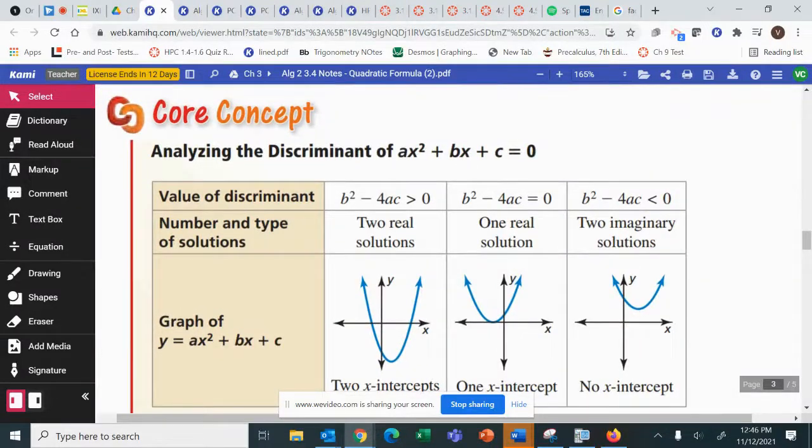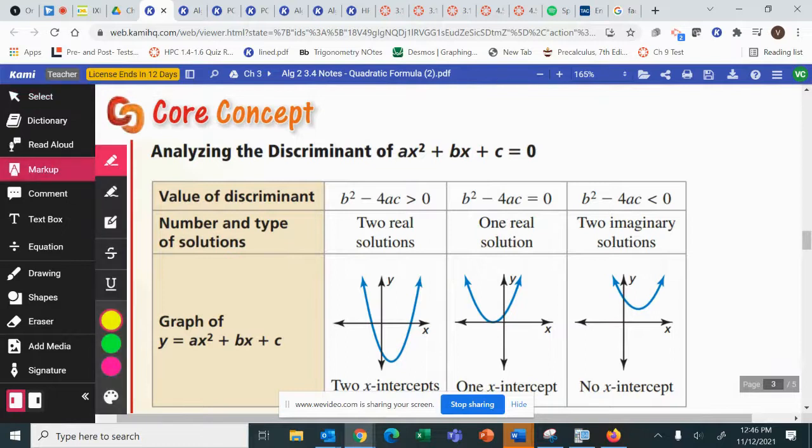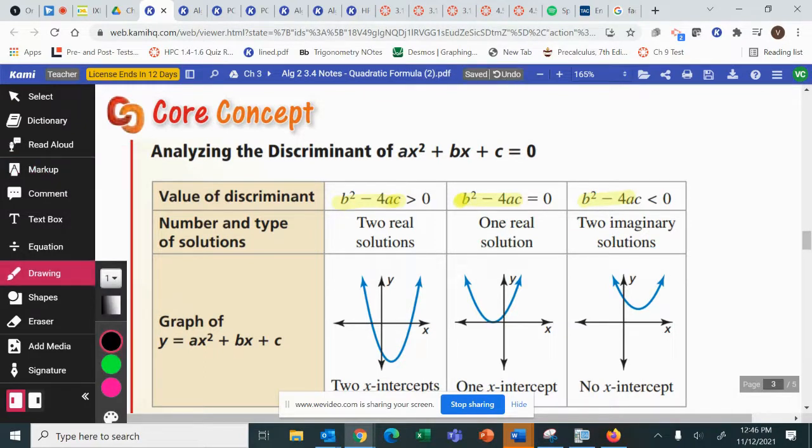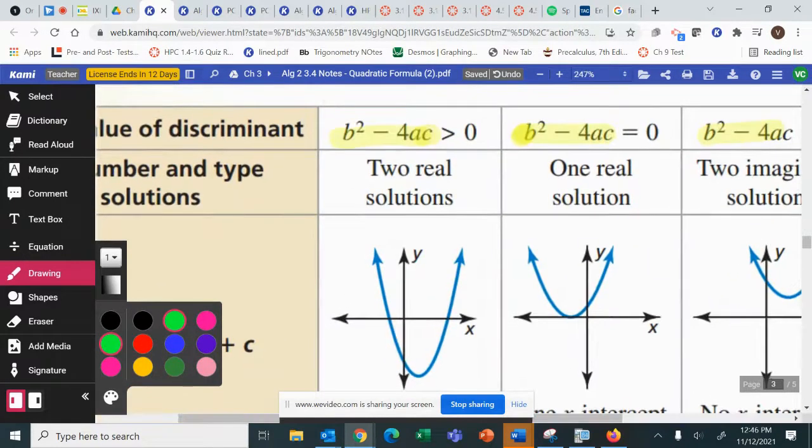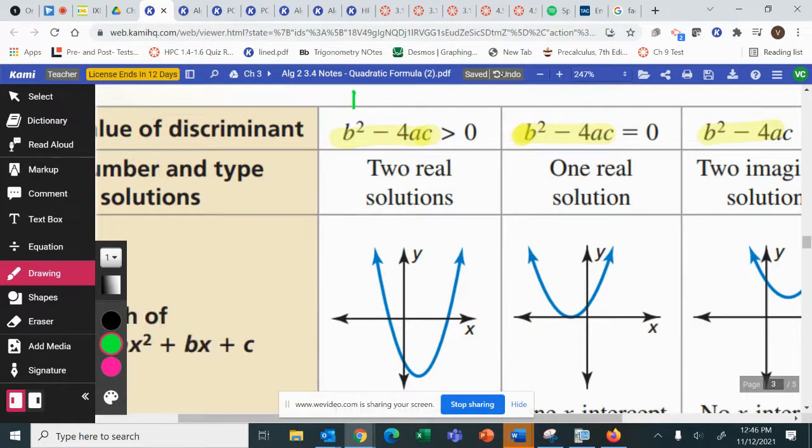Okay, so analyzing the discriminant, the value of the discriminant is b squared minus 4ac. You can see b squared minus 4ac in 3 different locations here, but they're all 3 different situations. In the first column, b squared minus 4ac is greater than 0. If a number is greater than 0, what kind of number is it? Positive.